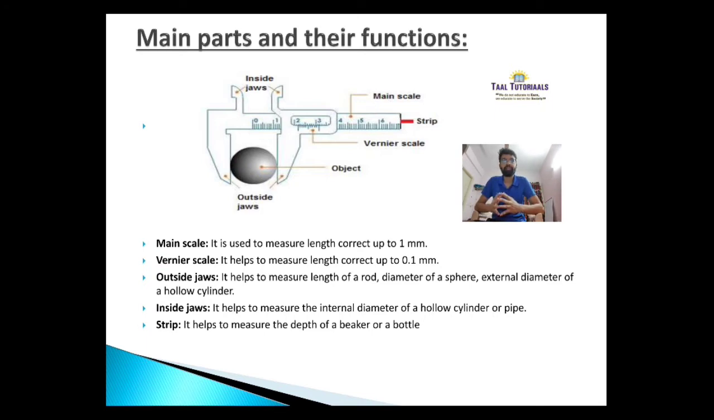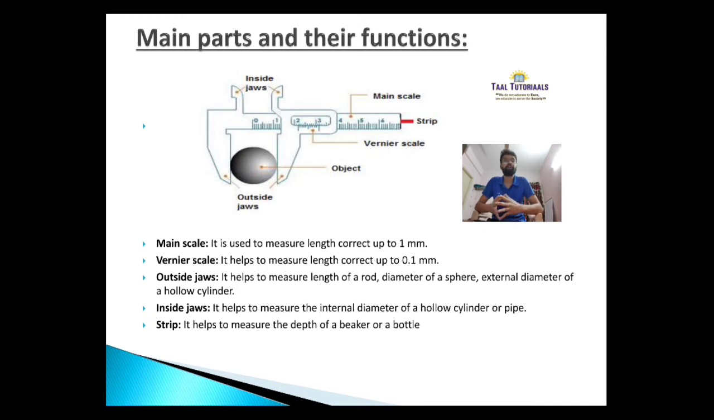So basically, what are their functions? Main scale function: it is used to measure length correct up to 1 millimeter. Vernier scale helps us to measure length correct up to 0.1 millimeter. So vernier scale is helping us, because in a normal scale we can only measure to 1 millimeter, but in vernier scale we can measure up to 0.1 millimeter.